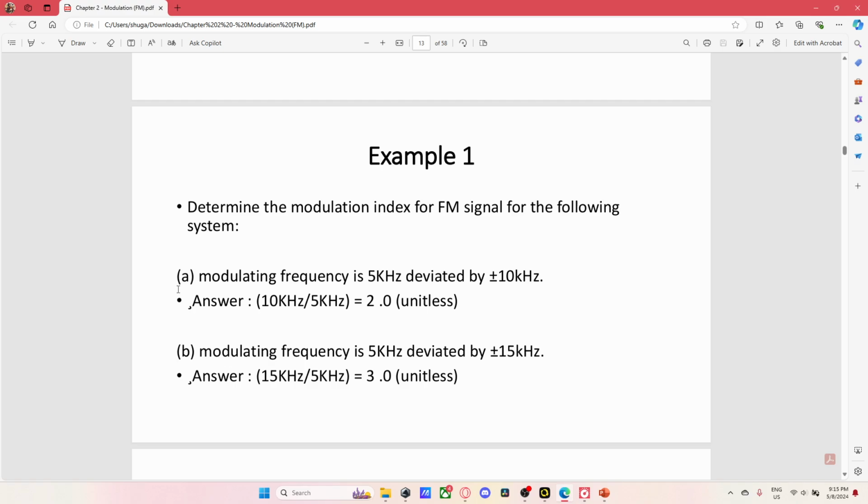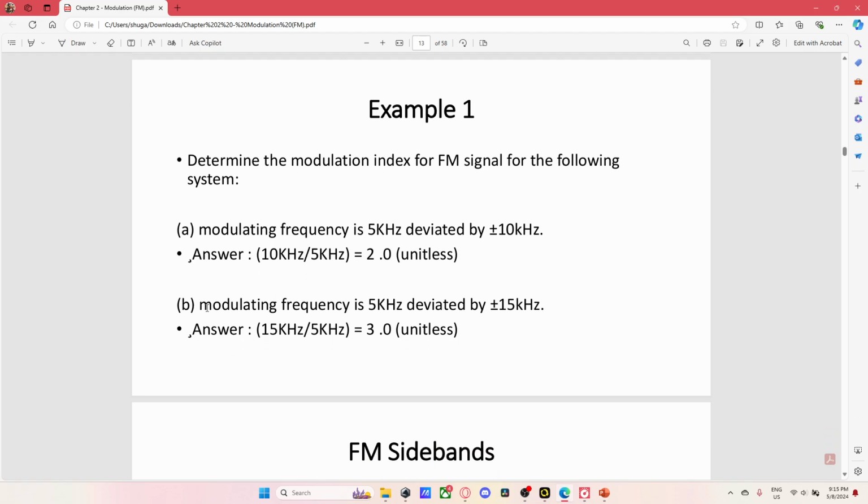We do remind that modulation index does not have any units for the value because it is only looking for the ratio of the modulation. Hence, we are looking for modulation index.